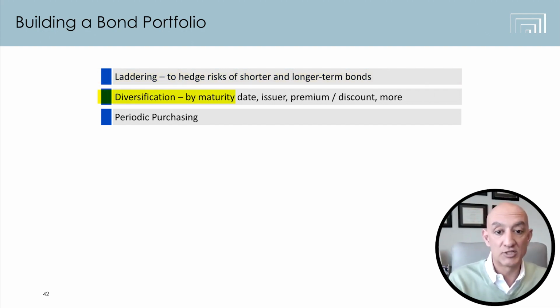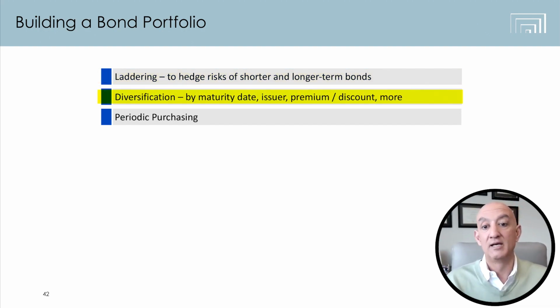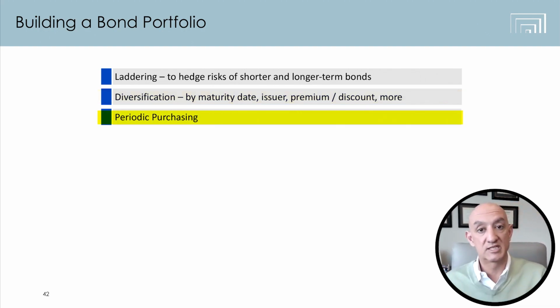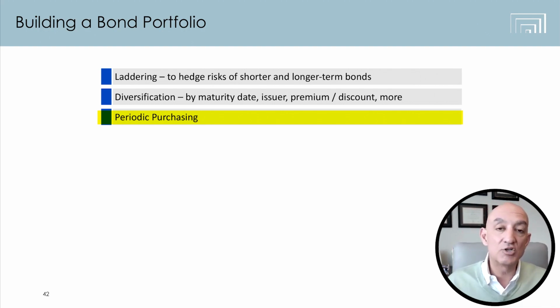The second thing is diversification by maturity date, by the issuer, premium versus discount bonds, lots of different factors to how you can diversify. And the third is periodic purchasing. So you can buy some now, some in 6 months, some in 12 months. But these are strategies in terms of portfolio construction and to avoid trying to make those interest rate predictions because they've been proven over time not to be predictable.